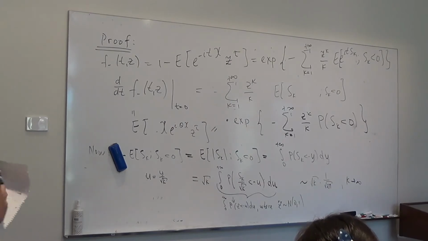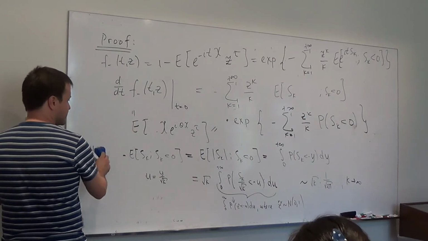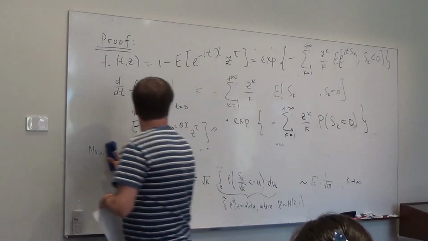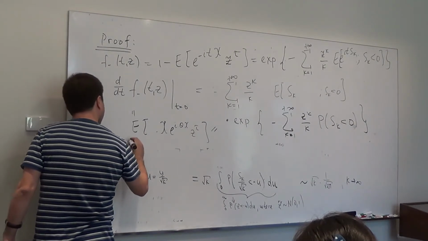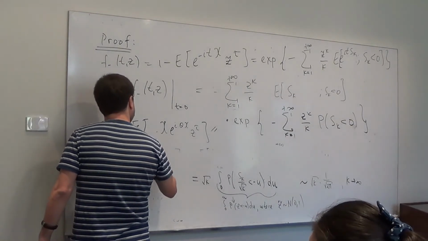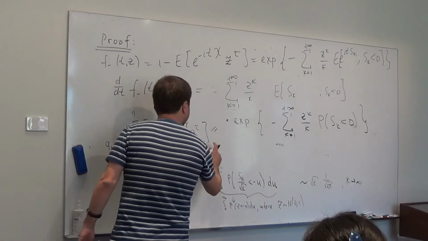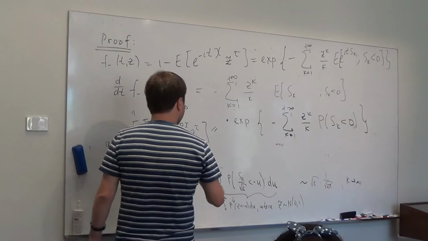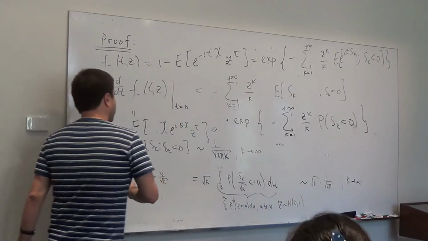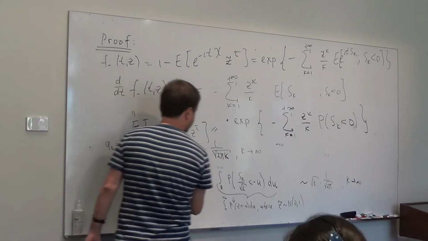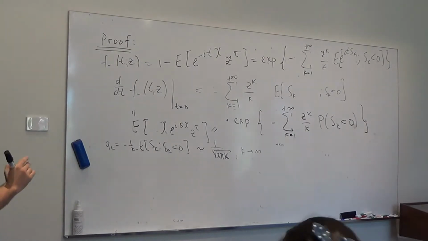Okay, so let me just rewrite it one more time. We have these asymptotics. Now if we denote this as q_k, so q_k is minus 1 over k times the expectation of S_k less than 0, then this q_k will behave as 1 over the square root of 2 pi times k, when k goes to plus infinity. So now I can erase these computations. That's the main thing which I need.